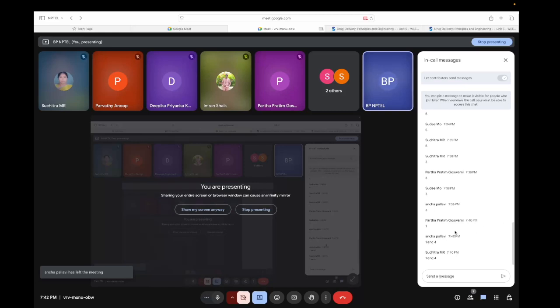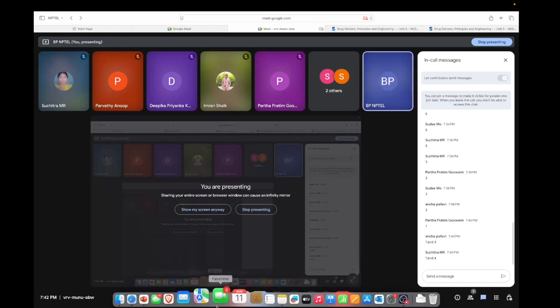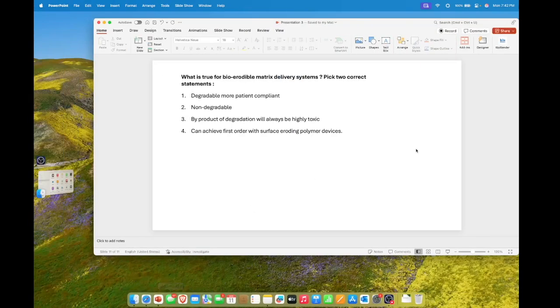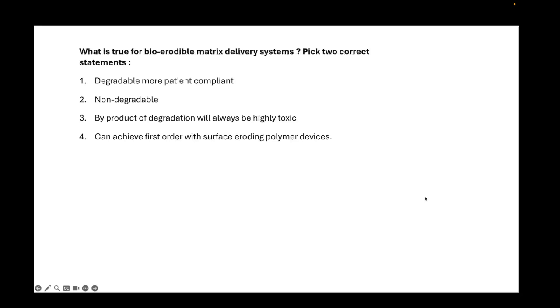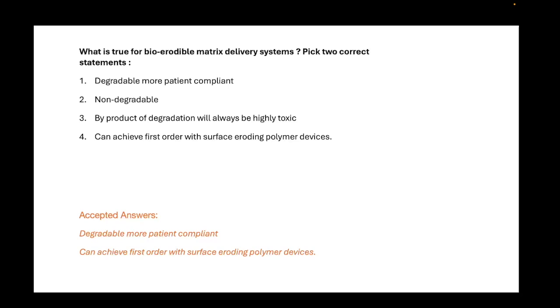Option 1 and 4. Anybody else would like to answer? Okay, so the correct answer here is option 1 and 4. These are the two true statements for biodegradable matrix delivery systems. One, it is degradable, so that is why it is more patient compliant. And four, it can achieve first order with surface eroding polymer devices.